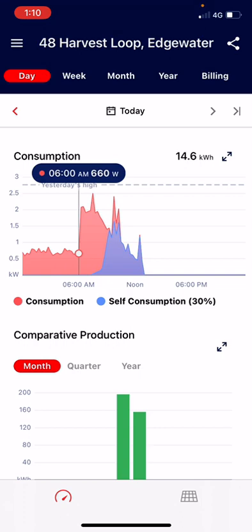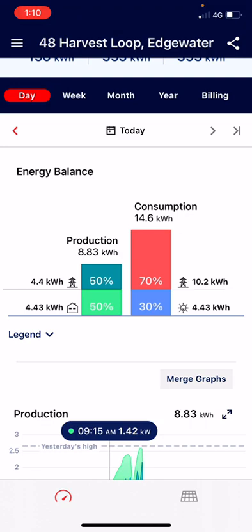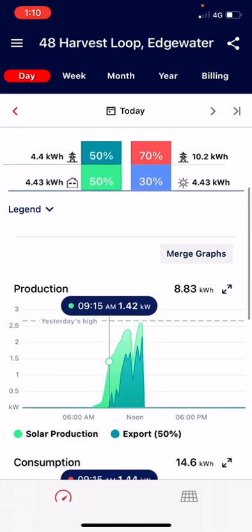If this aircon could have gone on slightly later, then what we would actually see is a much healthier balance on this consumption graph. That's really all there is to it.